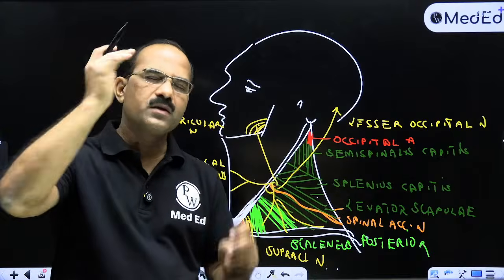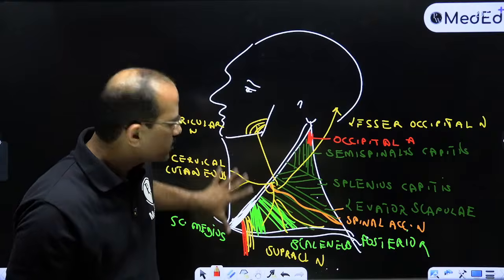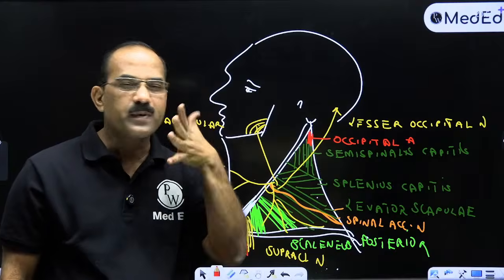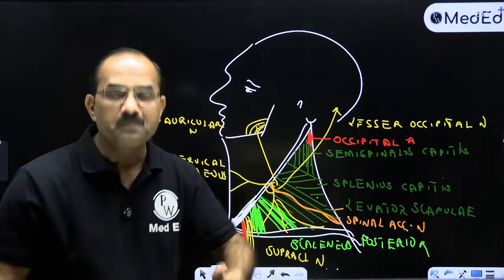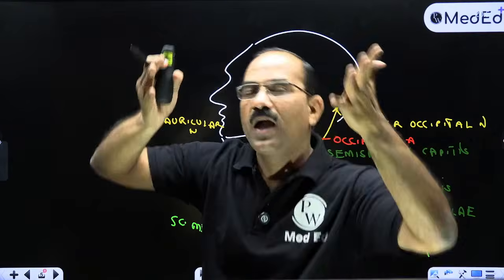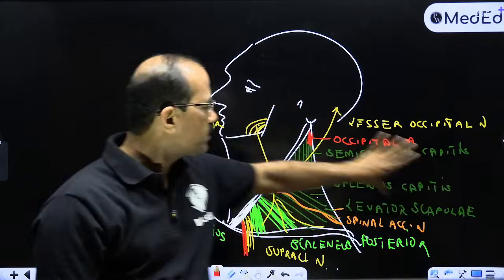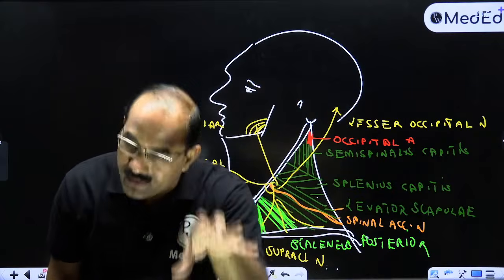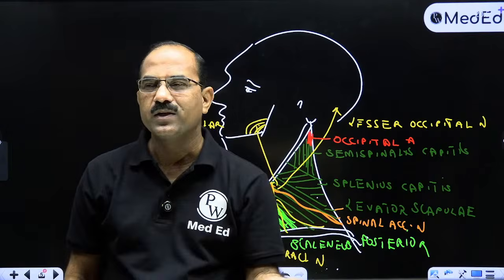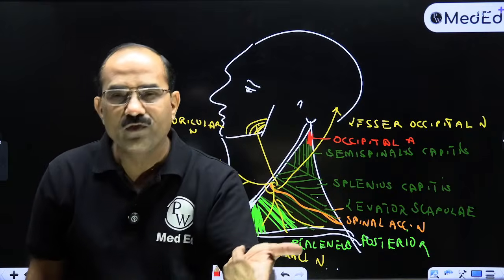And last comes the roof of the posterior triangle. All these branches of the cervical plexus are going to supply the skin. All these branches of the cervical plexus would be piercing the fascia, and they will be coming in the roof of the posterior triangle. So these branches of the cervical plexus are the contents, plus they'll be in the roof of the posterior triangle. So the roof is formed by the skin, the superficial fascia, and there is one more fascia.